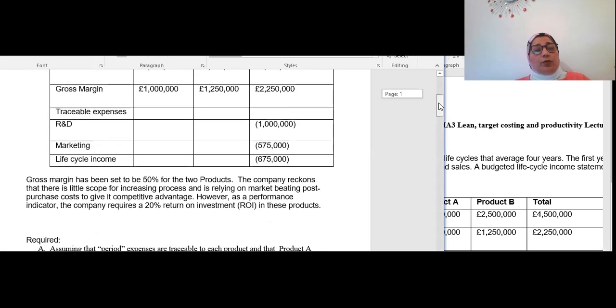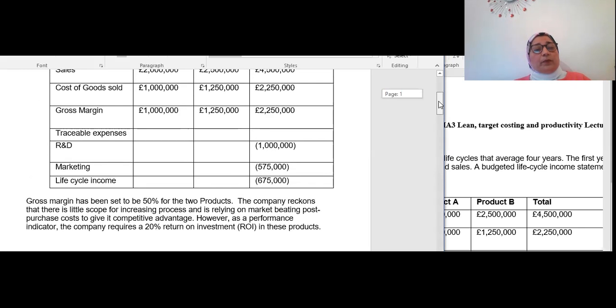Also, there is some extra information available to you. Gross margin has been set to be 50% for the two products. The company reckoned there is little scope for increasing the prices and is relying on market-beating post-purchase cost to give it competitive advantage. However, as a performance indicator, the company requires 20% return on investment in these products.